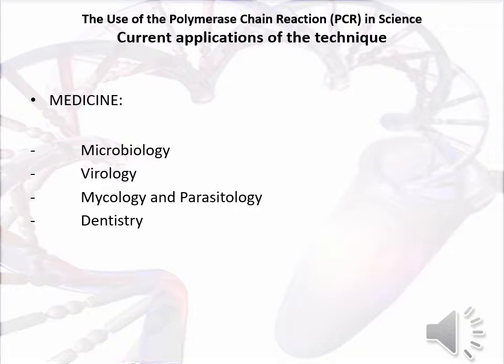Microbiology. Polymerase chain reaction is used in microbiology for organism detection. Organisms such as Mycobacterium tuberculosis can be studied effectively with the help of genotyping.